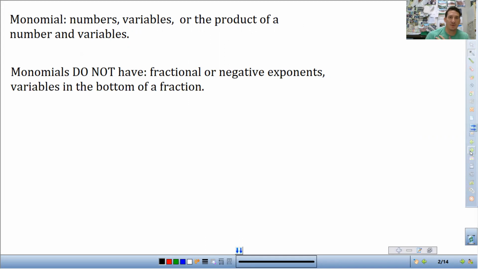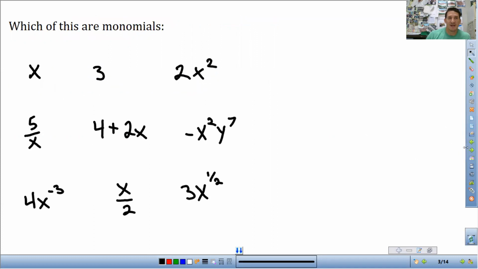We're going to talk about polynomials in a second, but a monomial, they are numbers, variables, or the product, meaning multiplying numbers or variables together of those two. So what monomials do not have, and this makes it a little bit easier to identify if it's monomial or not. If it has any of these things in there, it is not a monomial. So monomials do not have fractional or negative exponents or variables in the bottom of a fraction. So let's look at some examples.